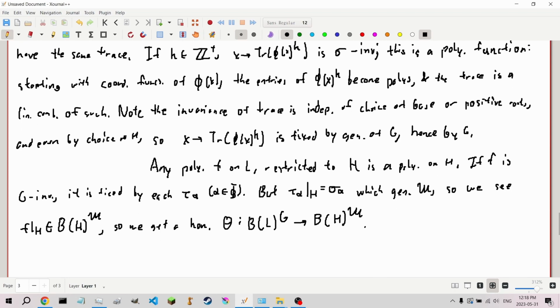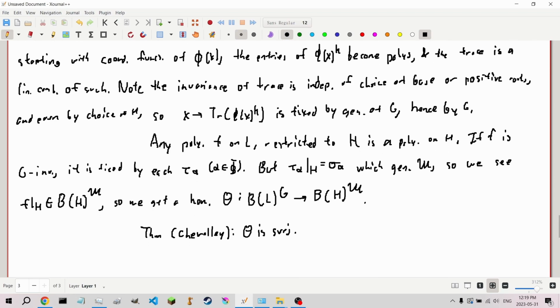And this gives us a theorem. This is by Chevalley, I believe is how you say his name, which states that theta is surjective. So every Weyl invariant polynomial on H can be found as the restriction of an inner automorphism invariant polynomial in L. And this is the proof by Steinberg.